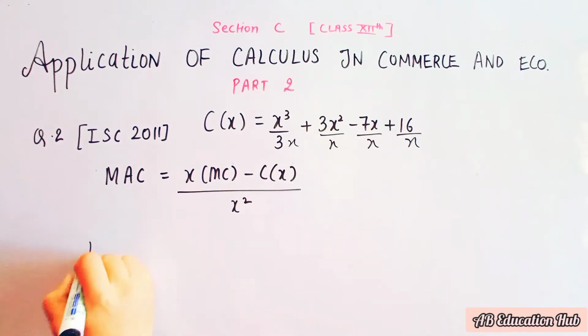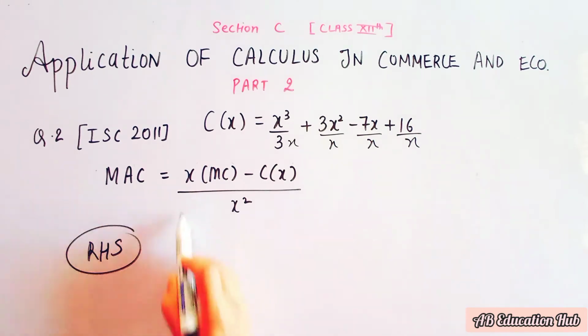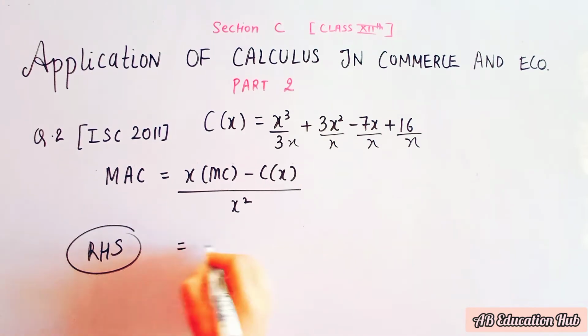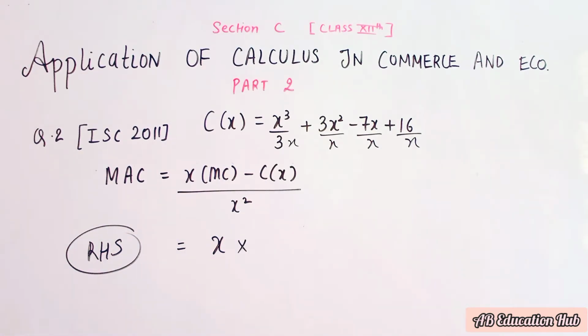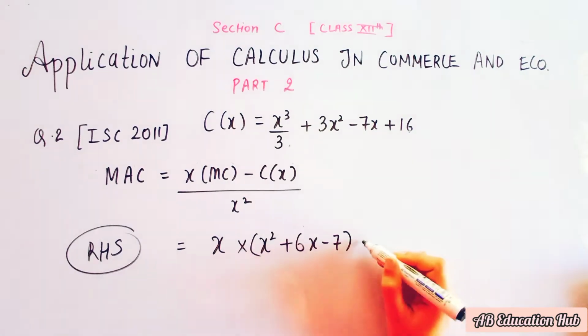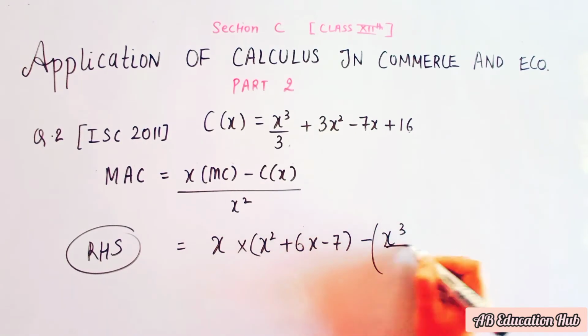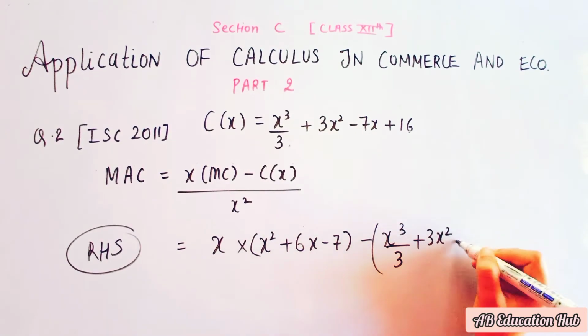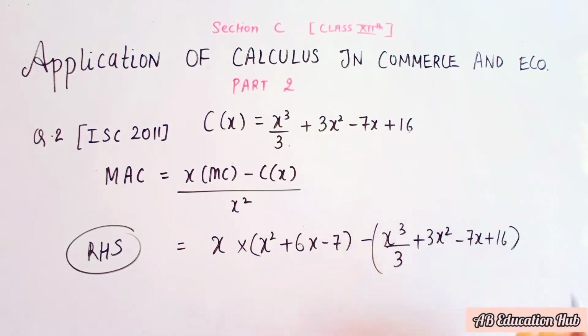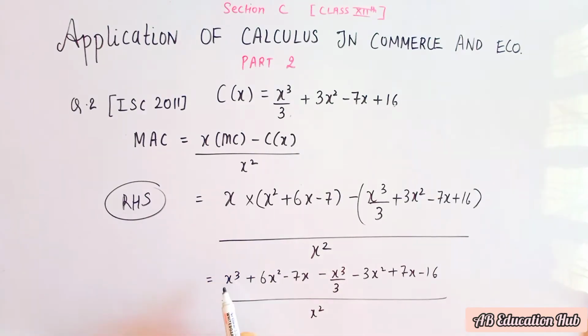We first have to find the RHS, that is the right hand side, equal to x multiplied by the marginal cost, which was x square plus 6x minus 7 as we calculated in the first part, minus the cost function. This is the cost function, it is already given in the question: x cubed by 3 plus 3x square minus 7x plus 16, divided by x square. Just multiply it, you will get x cubed plus 6x square minus 7x minus x cubed by 3 minus 3x square minus, that is plus 7x minus 16.